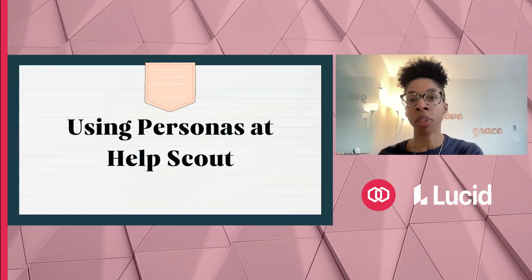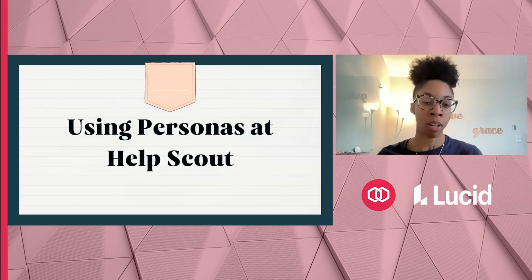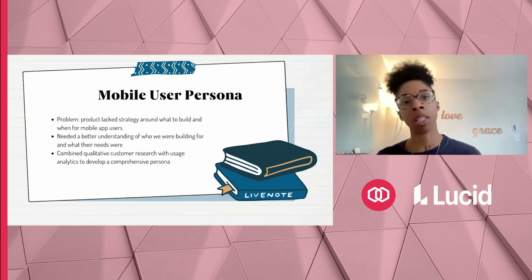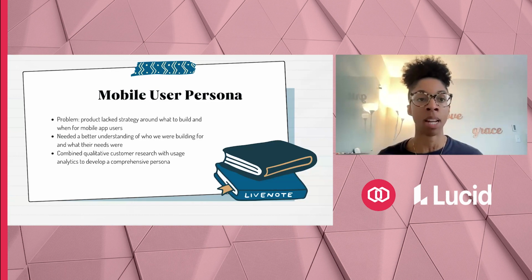So moving on to a real life example, while I was at Help Scout, we developed personas pretty early on in the time that I was there to help us have a better understanding of who our mobile app user was. So when I started, the product, the mobile app product, kind of lacked strategy around what we should be building, who we were building for, when was the right time to be building features, should we be going for parity with web, should we be doing something different? There wasn't really much of a strategy.